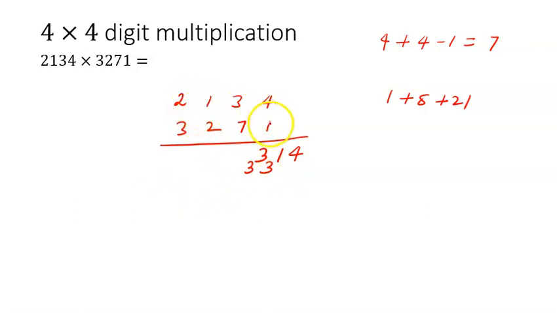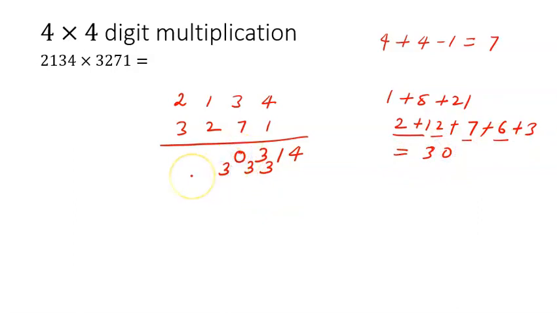Now 2 into 1 is 2. So let me write for convenience. 2 into 1 is 2, plus 4 into 3, 12, plus 1 into 7, 7, plus 2 into 3, 6, and plus this carryover term 3. So how much will I get? I will get 14 plus 7, 21, plus 6, 27, plus 3, 30. So I will write 0, and then I will take the 3 as the carryover term.